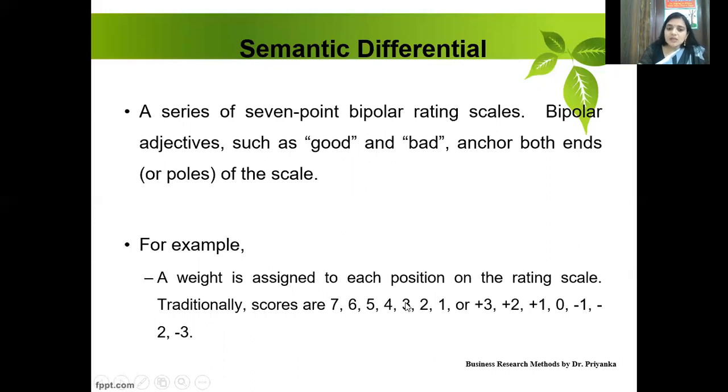Traditionally, scores are either 7 to 1, or maybe +3, +2, +1, 0, -1, -2, -3. This is 0 for neutral, -3 for the most negative comment, and +3 for the most positive. In the same way, when you go for a 1 to 7 scale, 7 is for the most positive, that means good, 1 is for bad or the most negative, and 4 is for neutral. Let's see this also with the help of an example.